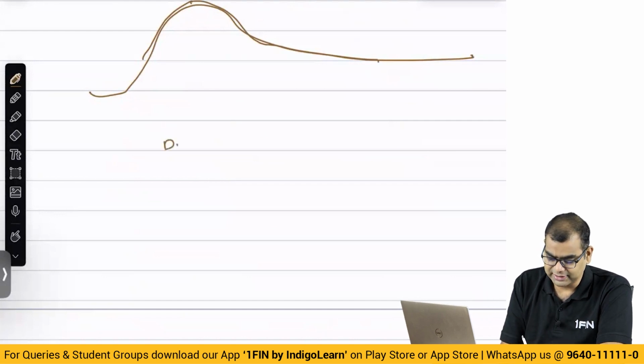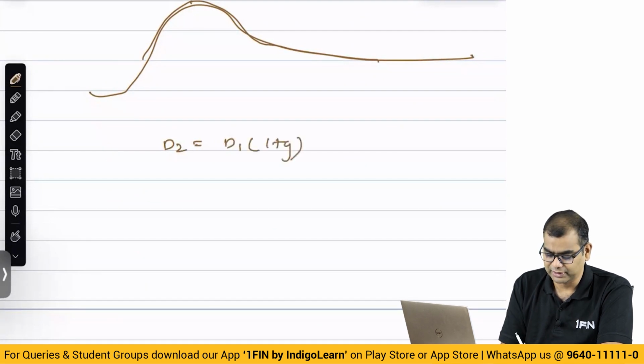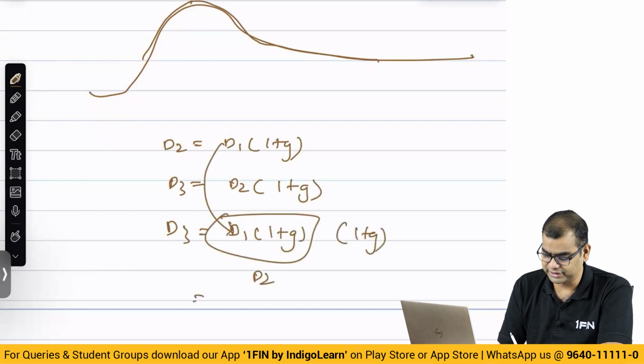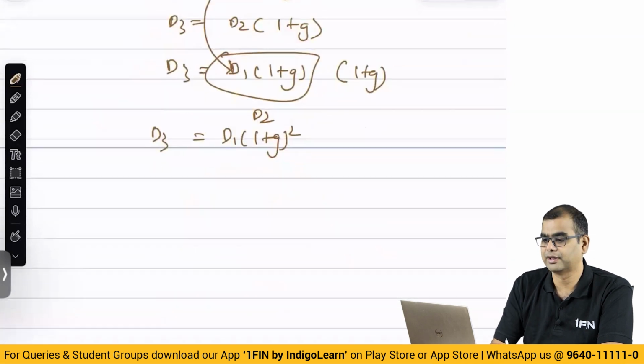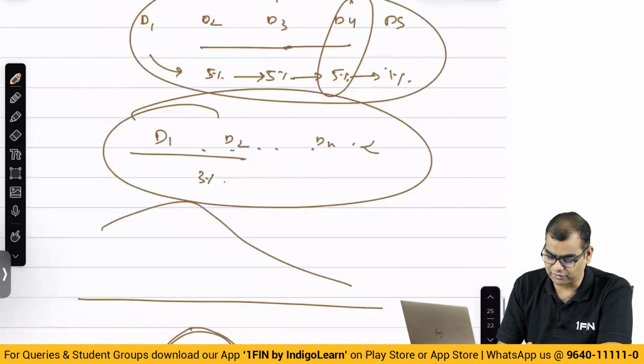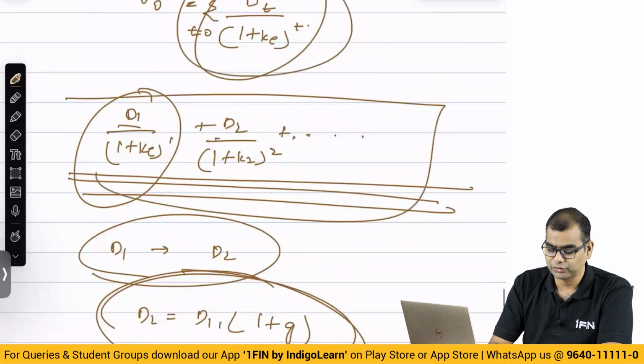So let us say, taking constant growth, D2 is equal to D1 into 1 plus G. D3 is equal to D2 into 1 plus G. So D3 is equal to D1 into 1 plus G, whole into 1 plus G, right? So D3 is equal to D1 into (1 plus G) whole square, correct? Now, if you come back to this formula, what we were seeing here, what is this formula?